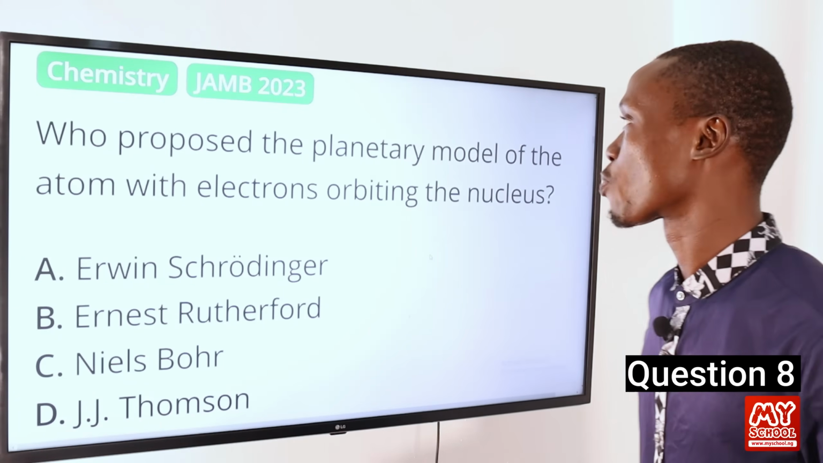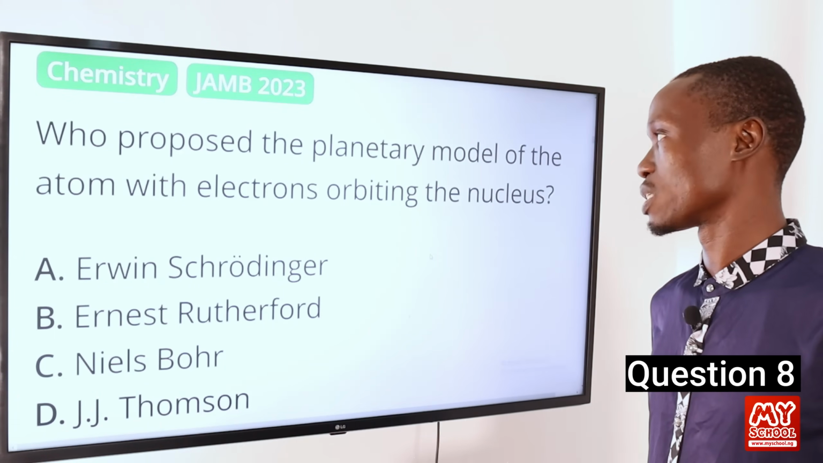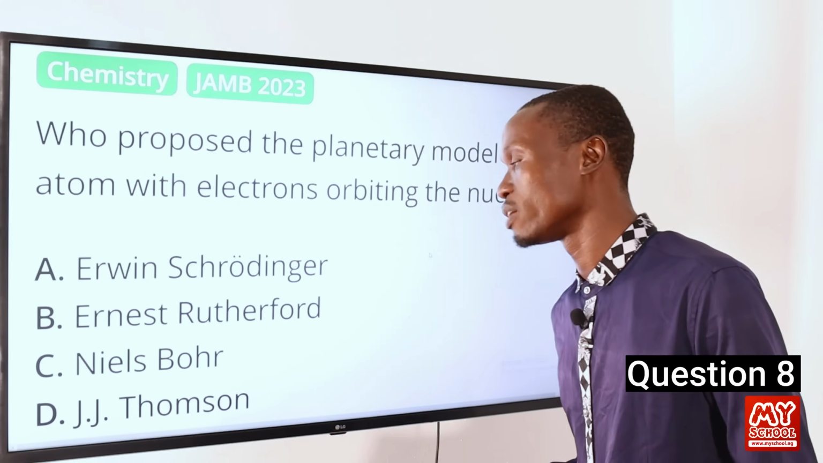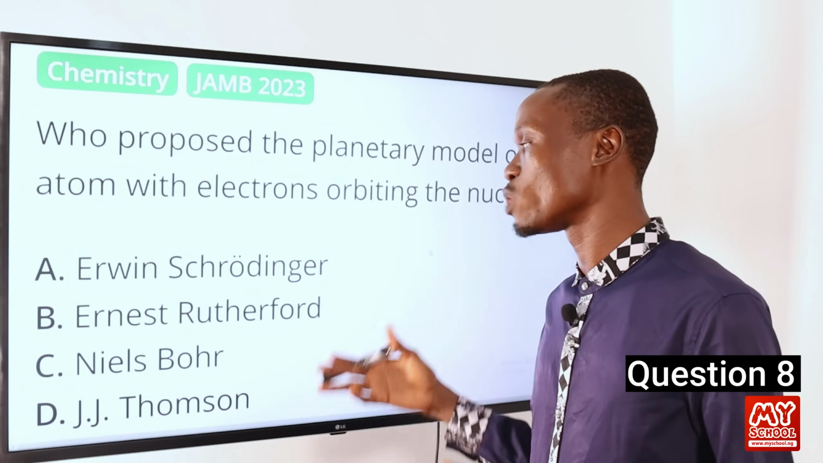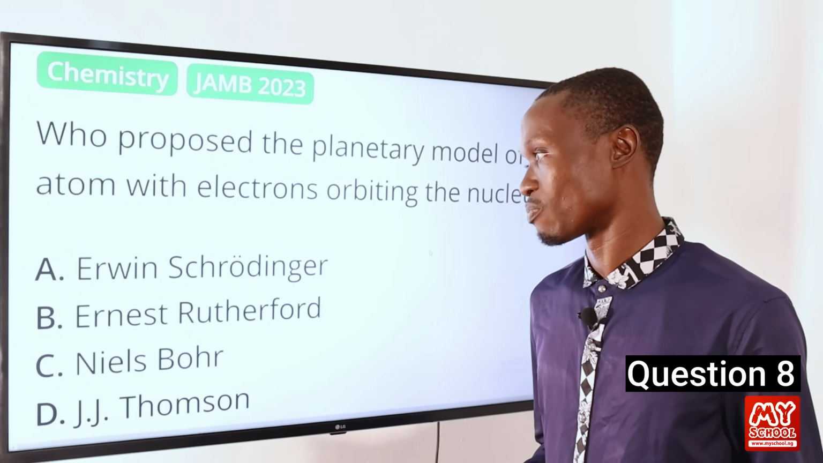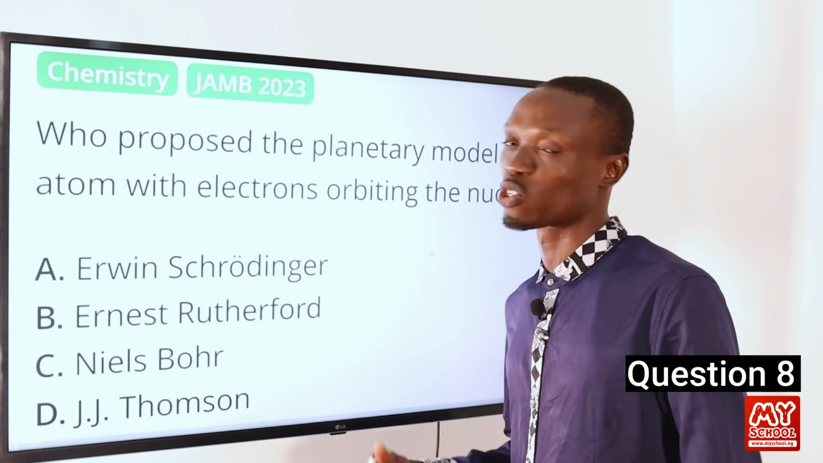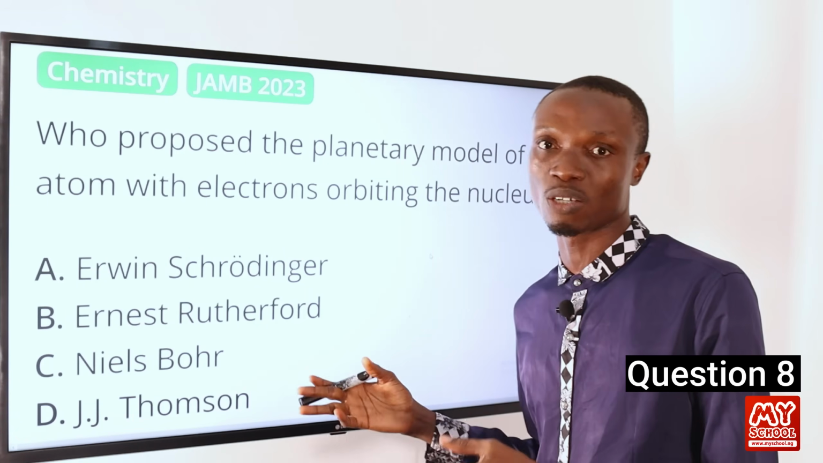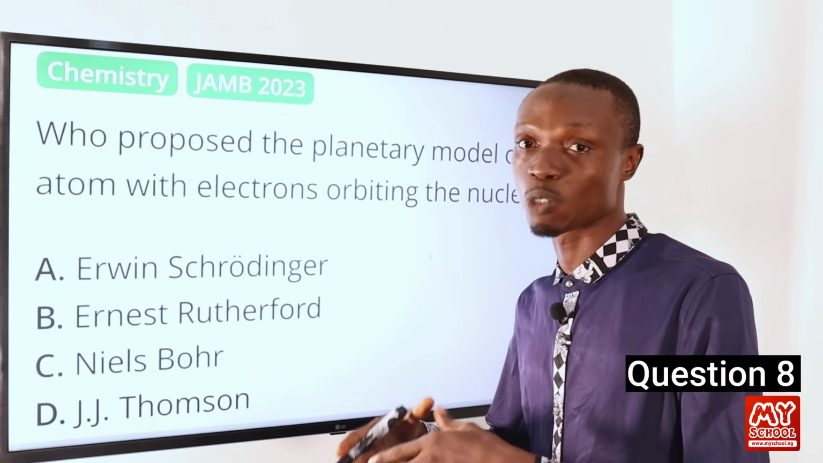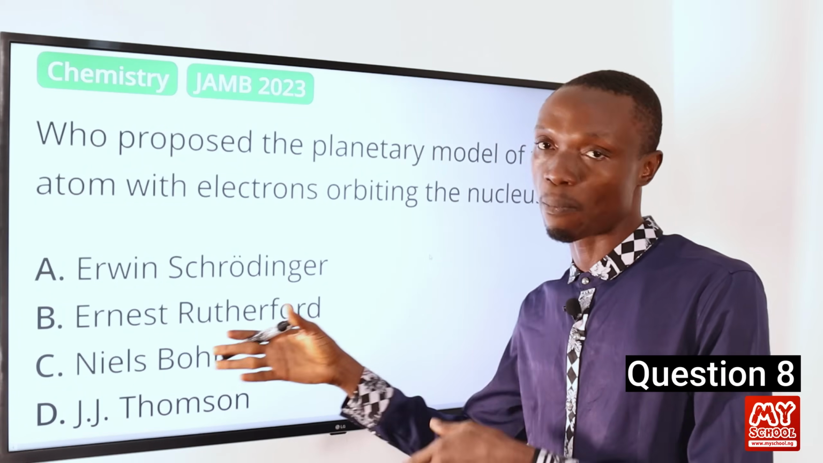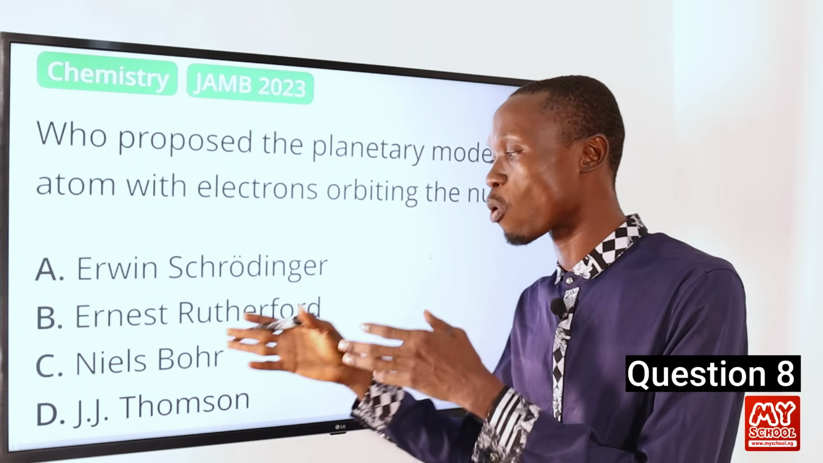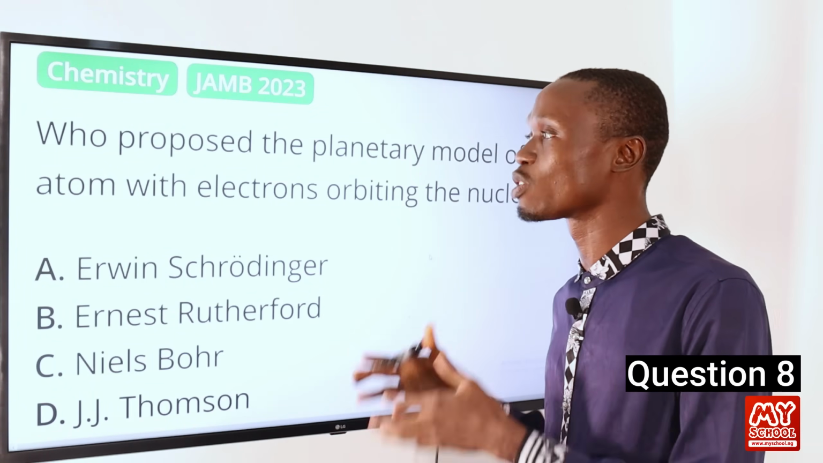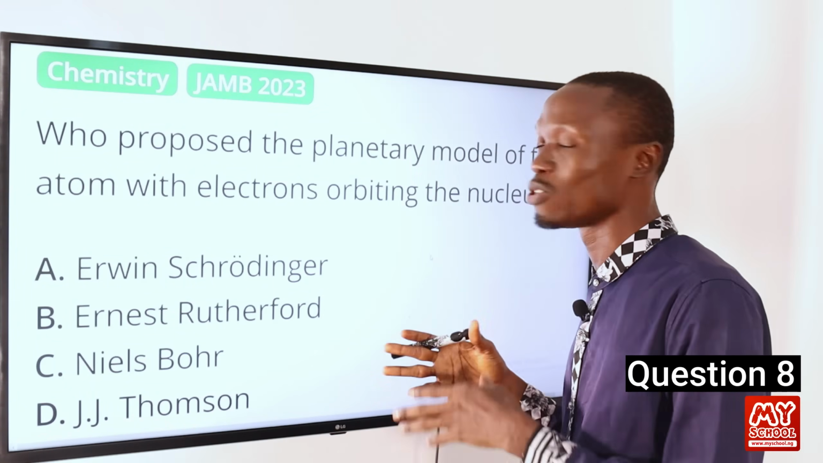Question 8. Who proposed the planetary model of the atom with electrons orbiting the nucleus? So A, we have Erwin Schrödinger. Erwin worked on the quantum theory. Then B, we have Ernest Rutherford. The concept of the planetary model of the atom started with Rutherford, but it was better explained by Bohr. So generally, Bohr is accepted as the one who proposed the planetary model of the atom with electrons orbiting the nucleus.